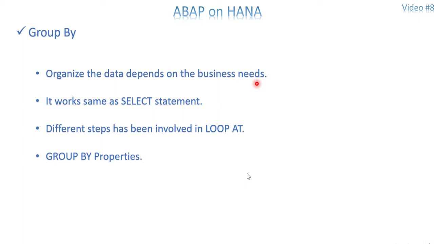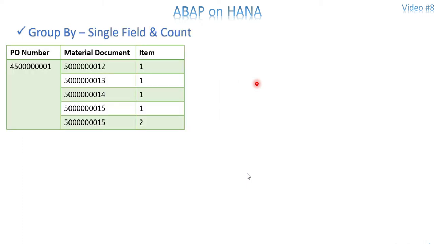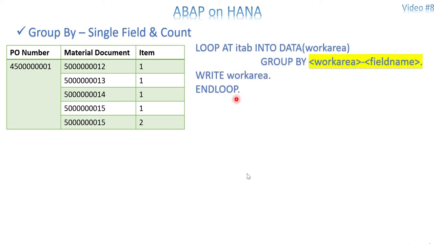And what are the properties available for group by? First, let me take an example. I have a PO number and a material document, and there are item and material document item. Just an example: for one PO I have different material documents, 12, 13, 14 and 15 repeating, and it has two items. Now I'm going to introduce the group by keyword in my loop.